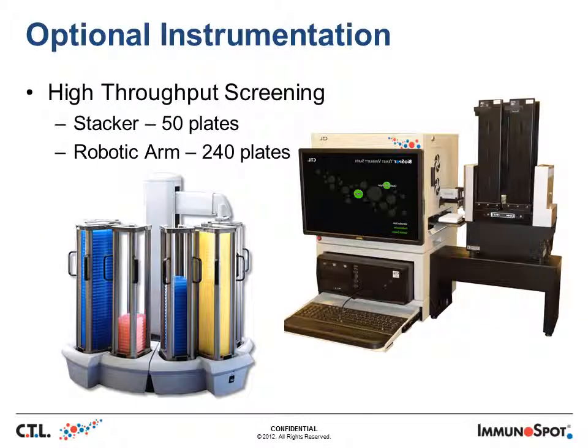And I've been talking a lot about our system being suitable for high throughput. And these are some optional instrumentation that we can use to achieve that. The stacker on the right can hold up to 50 plates, and the robotic arm on the left can hold up to 240 plates, depending on the sample size that you would use. These instruments can be attached to the analyzer, and they would then load, scan, image, and compute the data for each of these plates serially with no further input from the user.